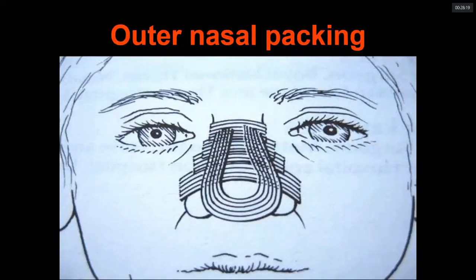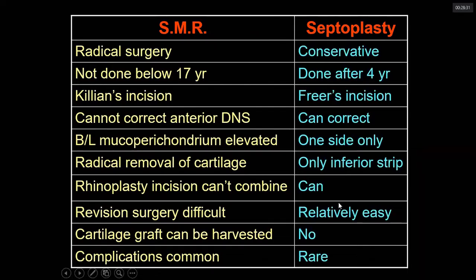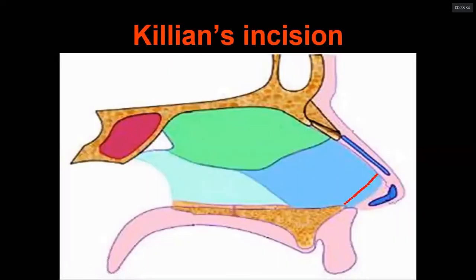And similarly, we can also put the outer nasal packing for support. Now, submucosal resection, okay? So this is a little different. The clean incision is put over the nasal septum. And what are the other differences?